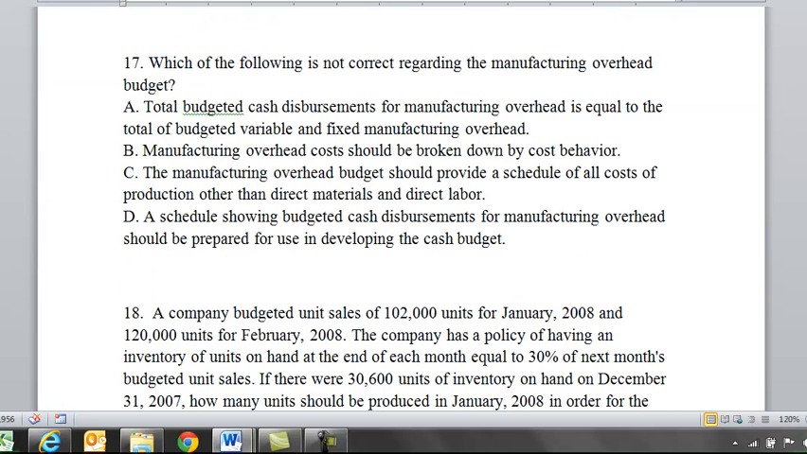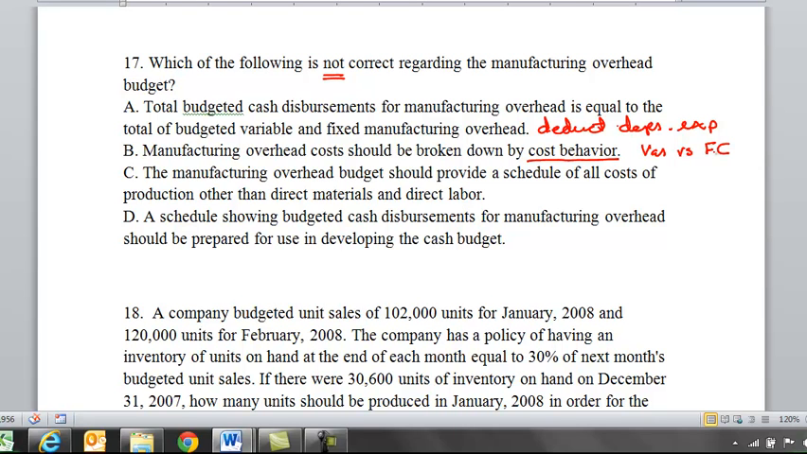And then 17. Which of the following is not correct regarding the manufacturing overhead budget? A, and again this is saying that it's not correct. Total budgeted cash disbursements for manufacturing overhead is equal to total of budgeted variable and fixed manufacturing overhead. This is wrong because we have to deduct depreciation expense because it's a non-cash expense. B, manufacturing overhead costs should be broken down by cost behavior. Again, cost behavior means variable versus fixed costs, which it does.